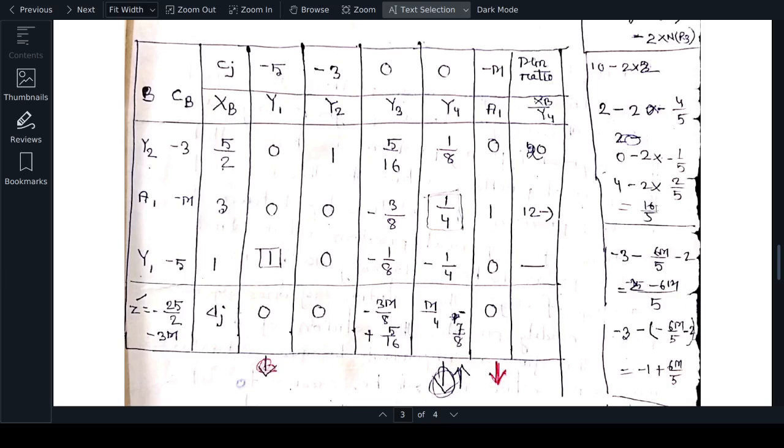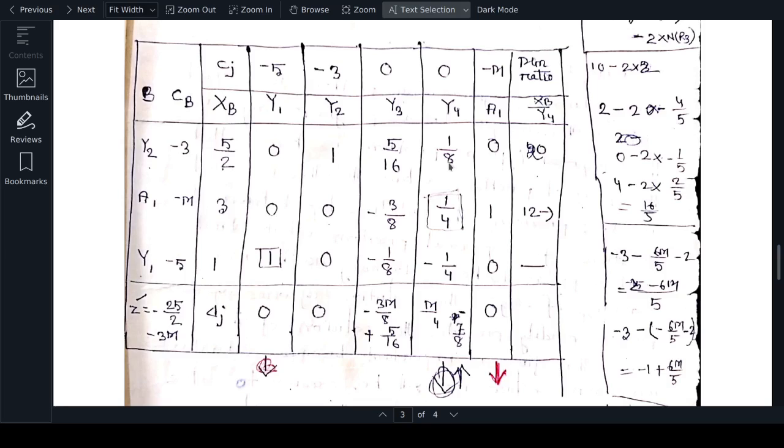So this is a negative value. But M by 4 is positive. M is very large, minus something that is very small, 7 by 8. So this is our positive term. So this is our incoming vector. The minimum ratio will be in our table xb by y4. So after calculating this one, we get 20 and 12. And in the third row, this is a negative value, so we will not write it.